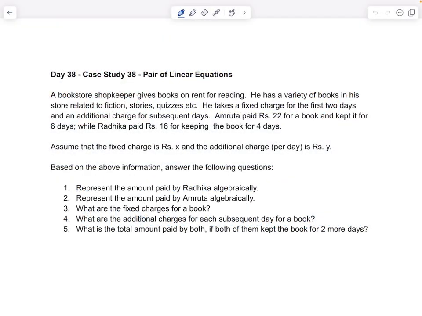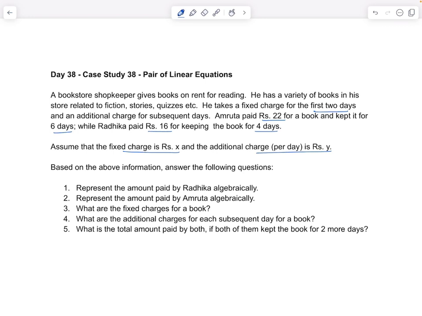The question goes like this. A bookstore shopkeeper gives books on rent for reading. He has a variety of books in his store related to fiction, stories, quizzes, etc. He takes a fixed charge for the first 2 days and an additional charge for the subsequent days. Amrita paid rupees 22 for a book and kept it for 6 days, while Radhika paid rupees 16 for keeping the book for 4 days. Assume that the fixed charge is rupees X and the additional charge per day is rupees Y. Based on the above information, answer the following questions.